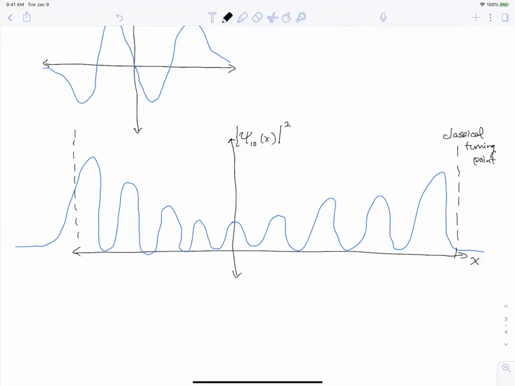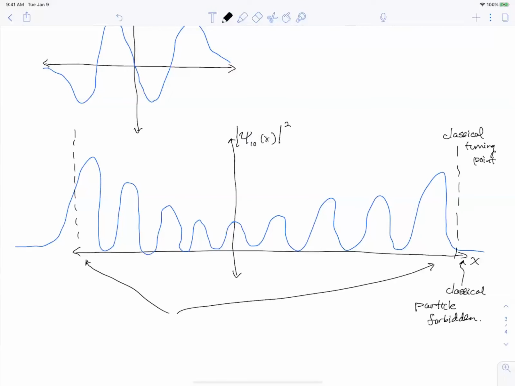Okay, and the classical turning point is beyond that. The classical particle is forbidden there, but the quantum particle has some small probability of being there because the wave function squared is not quite 0. It's just going down exponentially. Okay, but it's forbidden there, and it's allowed inside where all the wiggles are. And the fact that the wiggles are getting larger towards the edge is telling you the quantum particle is more likely to be found at large x if you measure its position.